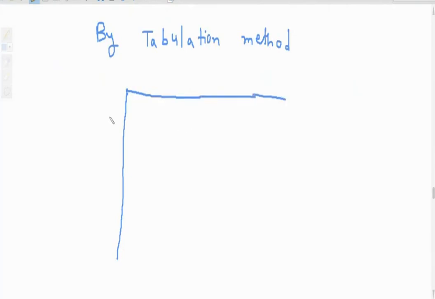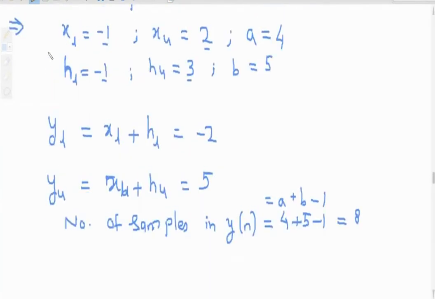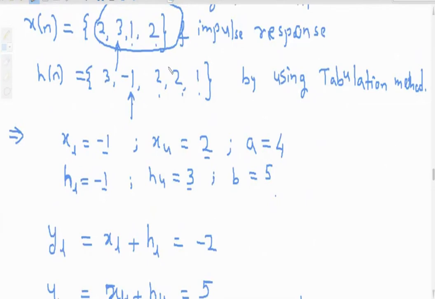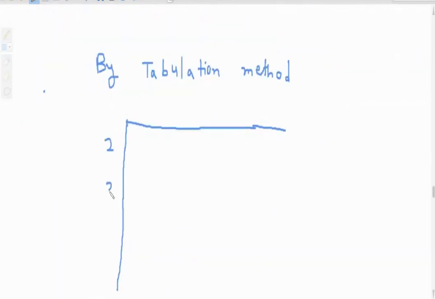Okay. So here I am going to write amplitudes of x of n. Here I am going to write amplitudes of h of n. And what are the amplitudes of x of n? 2, 3, 1, 2. Amplitudes of x of n are 2, 3, 1, 2.